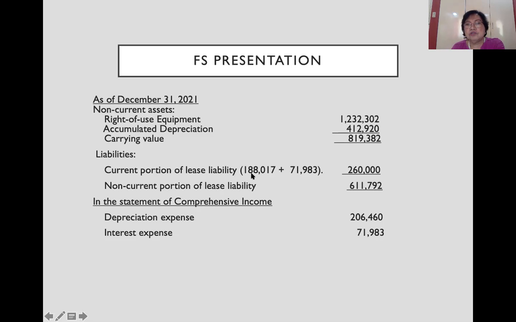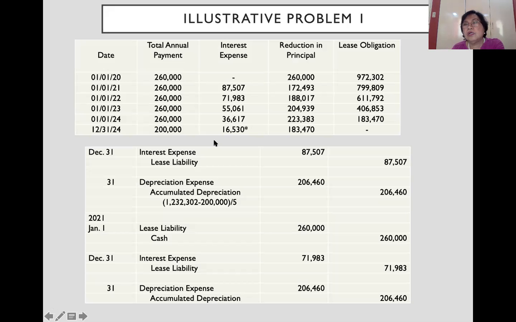So the current portion of the lease liability is the amount of the periodic payment applied to principal plus the accrued interest as of December 31. So this is 188,017. We go back to our amortization table. Our statement of financial position is dated December 31, 2021. Therefore, the amount of the principal that will be paid next year, and next year is 2022, is 188,017. Therefore, this portion is classified as current liability.